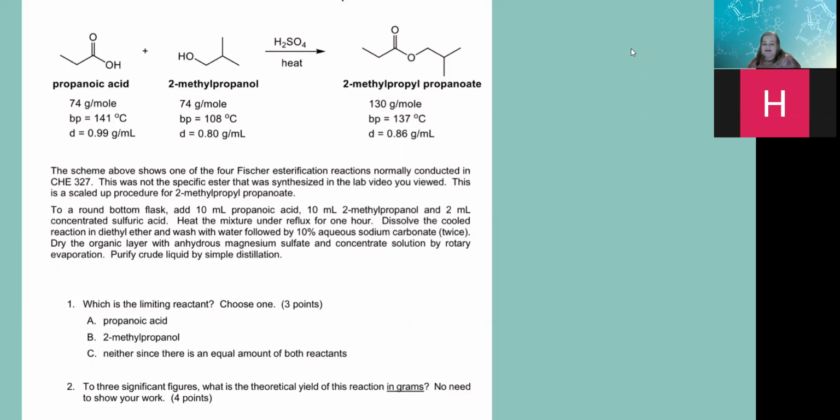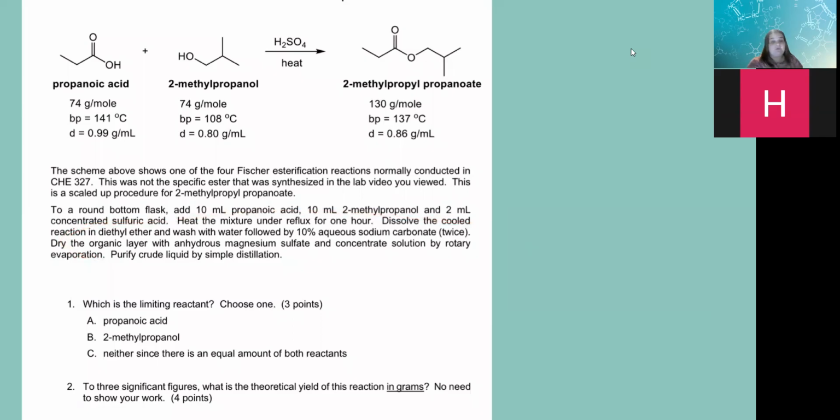Essentially, in a round bottom flask, we have 10 mLs of propanoic acid, 10 mLs of 2-methylpropanol, 2 mLs of sulfuric acid. Okay, we heat it under reflux, dissolve it, sodium carbonate wash, dry it with anhydrous magnesium sulfate, roto-evap, and then we distill it. They want to know who the limiting reactant is. Based on the information given just in this blurb, we cannot determine who the limiting reactant is.